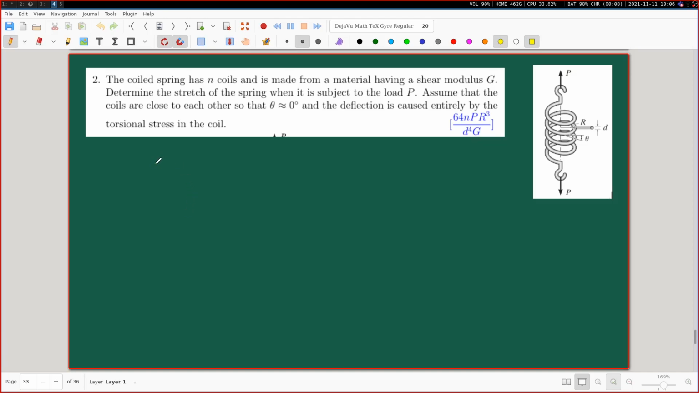Very good. So we have already done a similar problem in one of the earlier tutorial sheets. We know that the torque is equal to PR. If you take a cut section anywhere along this spring, you will find that this P is contributing, with this moment arm R, a torque PR. What else? What is the next thing that we can do? Using energy methods, of course.